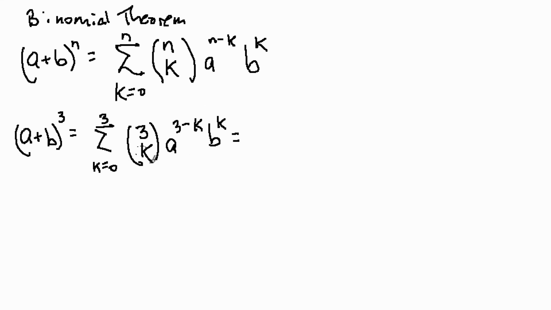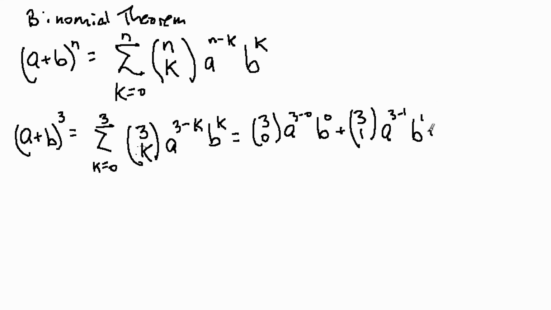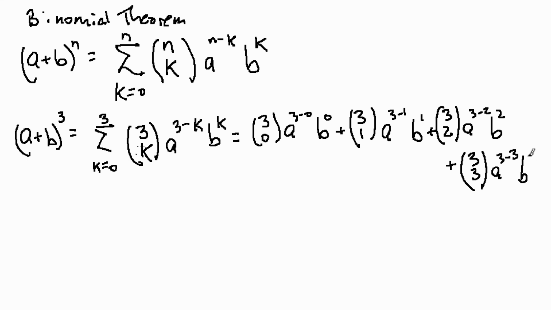Okay, so in this case over here, when k is 0, I'm going to get 3 choose 0 times a to the 3 minus 0 times b to the 0, plus 3 choose 1 times a to the 3 minus 1 b to the first, plus 3 choose 2 times a to the 3 minus 2 and b squared, plus 3 choose 3 times a to the 3 minus 3 b to the third.